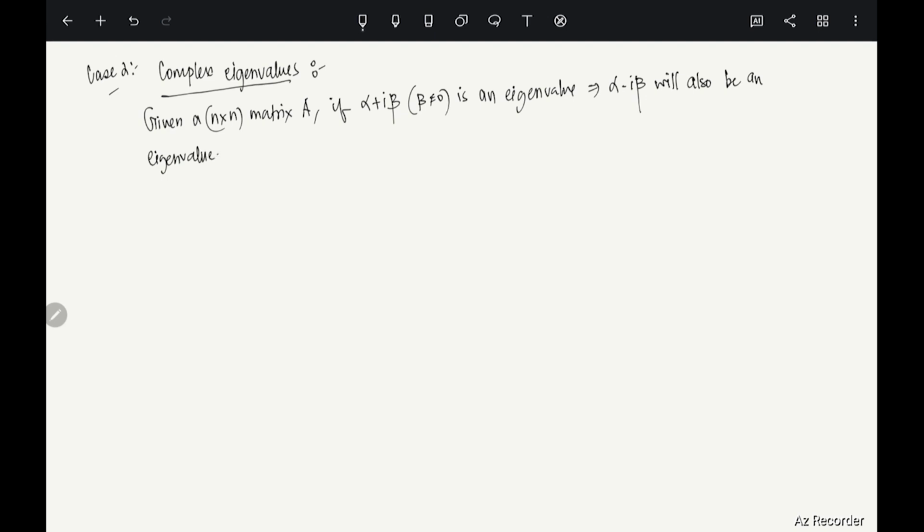So the conjugate will be there. This part we already know. Now what we are going to do is exactly the same sort of thing: we start with finding an e to the power lambda t kind of solution. Suppose alpha plus i beta is an eigenvalue, and let's call the corresponding eigenvector v.